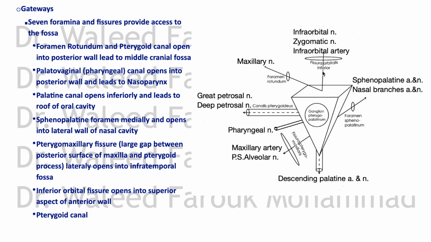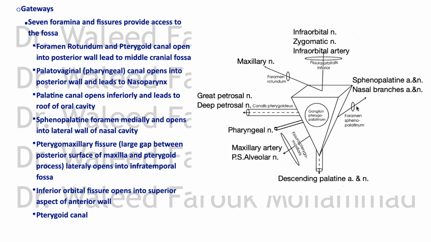Now, superior and anterior is the inferior orbital fissure, where the infraorbital nerve and artery pass, and the zygomatic nerve branch of the maxillary also passes here through the inferior orbital fissure, and medially through the sphenopalatine foramen, the one we saw in the lateral wall of the nose.